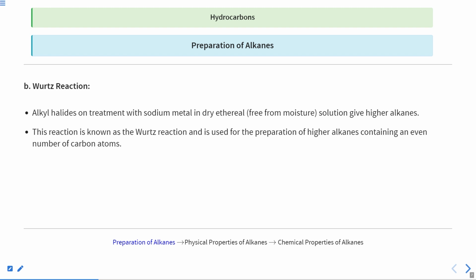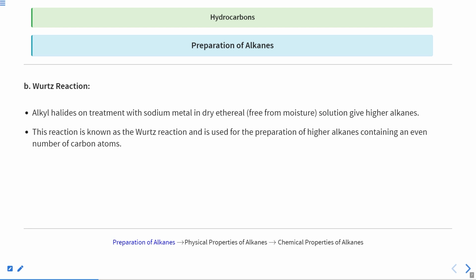Next is Wood's reaction. You will study Wood's reaction in class 12th also, so it is very important. We take an alkyl halide and treat it with sodium metal in dry ether, that is, a solution free from moisture, to give higher alkanes. Whenever we take two alkyl halides and treat them with sodium metal in dry ether, the alkyl parts of the two molecules combine and form a longer alkyl chain, whereas the halide is given out. This reaction is Wood's reaction. It is used for the preparation of higher alkanes containing an even number of carbon atoms.